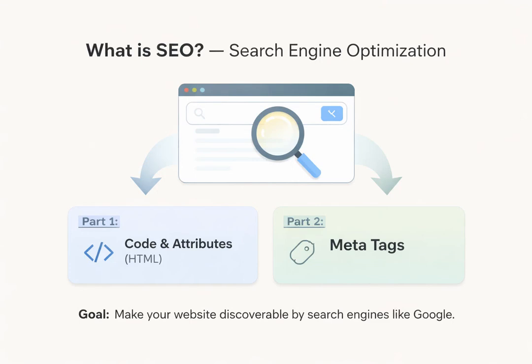The idea behind SEO is to make your website easy for search engines like Google to find, understand, and rank. Now, SEO is a broad topic, but for the purposes of this lecture, it's broken down into 2 main parts. The first part is about the code you write, specifically the HTML attributes you use in your markup. The second part is about meta tags, those special HTML tags that give search engines structured information about your page. We'll explore both of these areas as we go through the material.